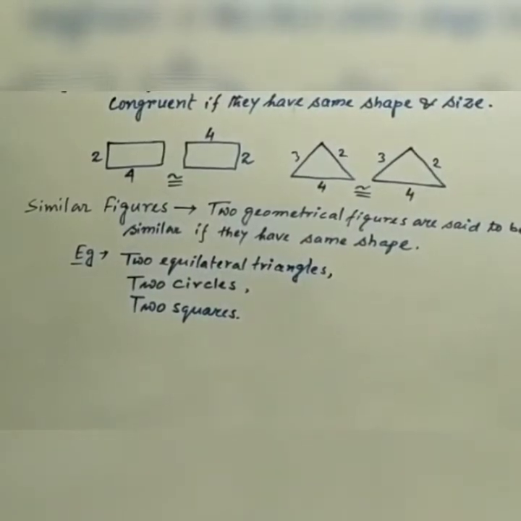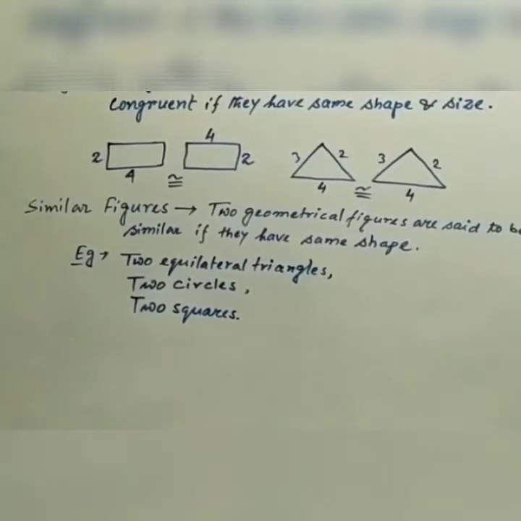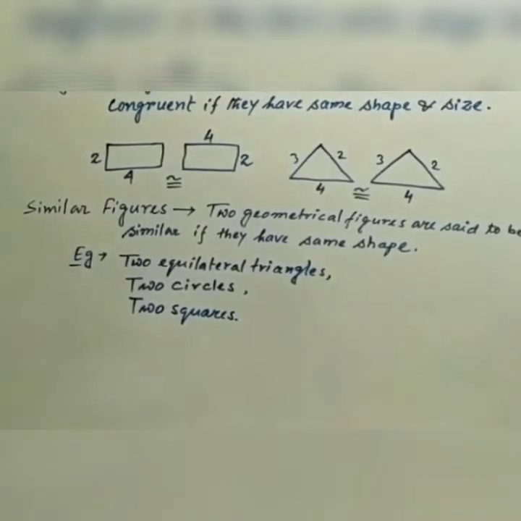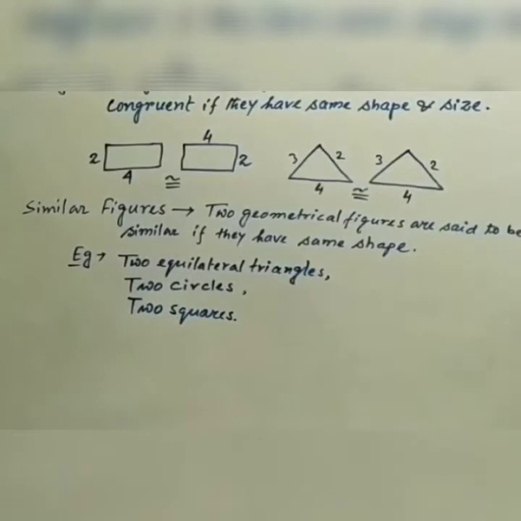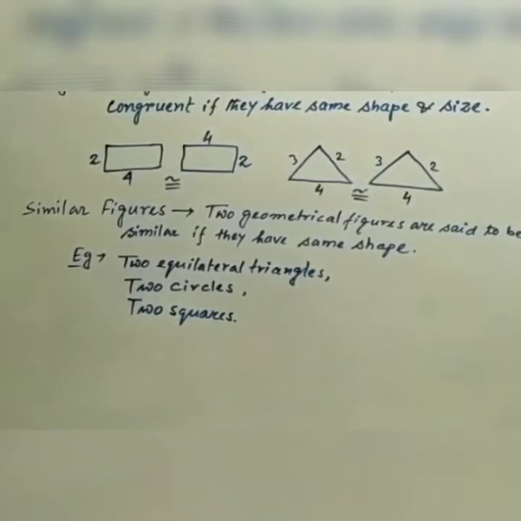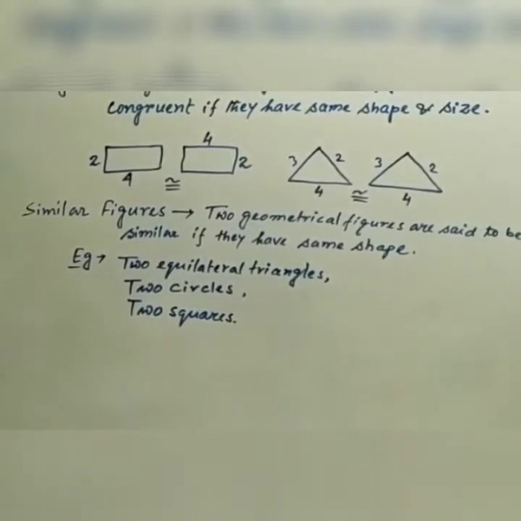Now we will learn about similar figures. You will learn the definition of similar figures for the first time. So the definition you can see: two geometrical figures are said to be similar if they have the same shape, only the same shape. Size may vary, it can be smaller or greater.